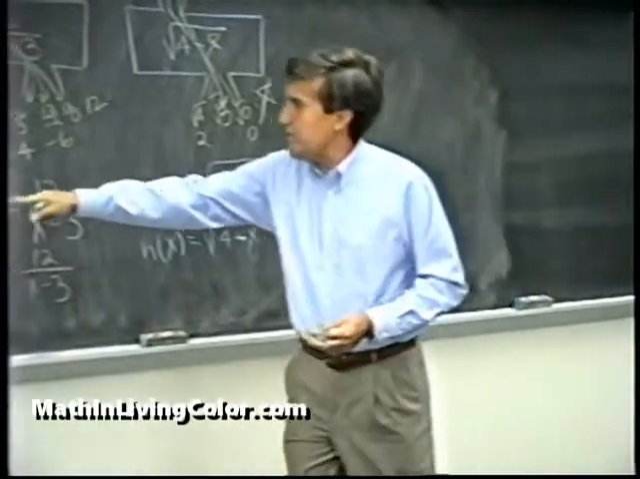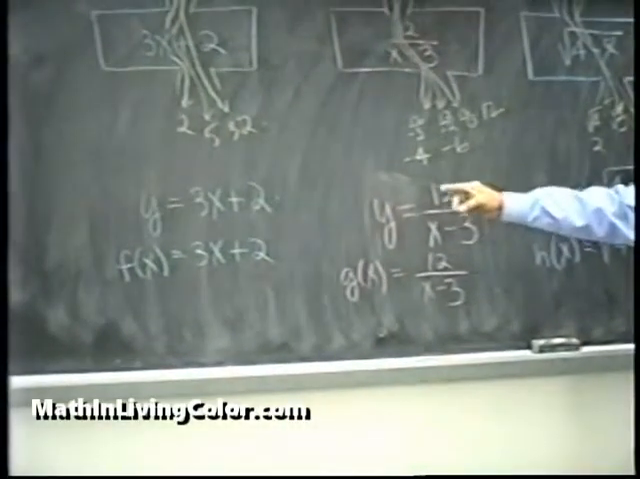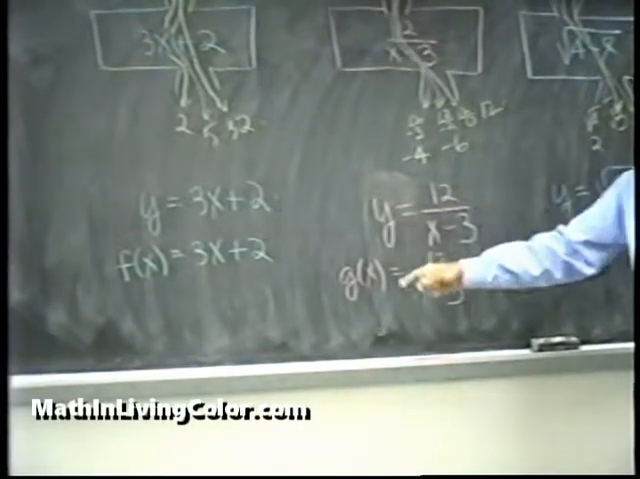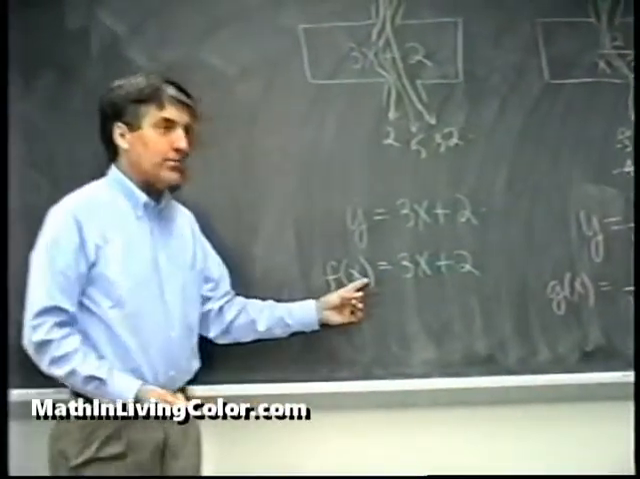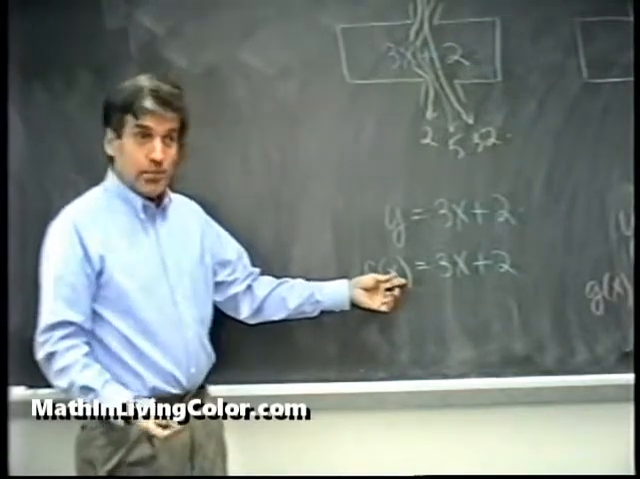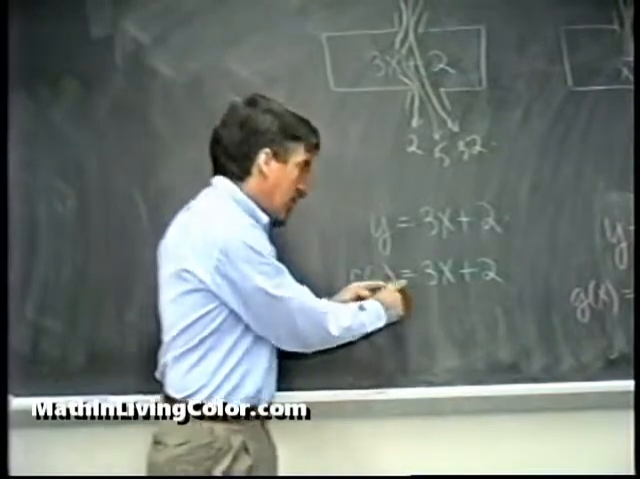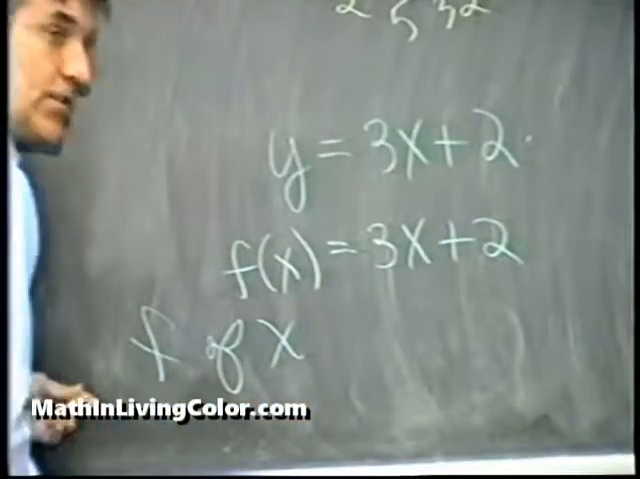Now this f of x, we use f because it involves the word function. It's functional notation, which is a special notation that we use. And this might look like it says f times x. Do you think that says f times x? Might look like it. But this notation means f of x. This is read f of x.